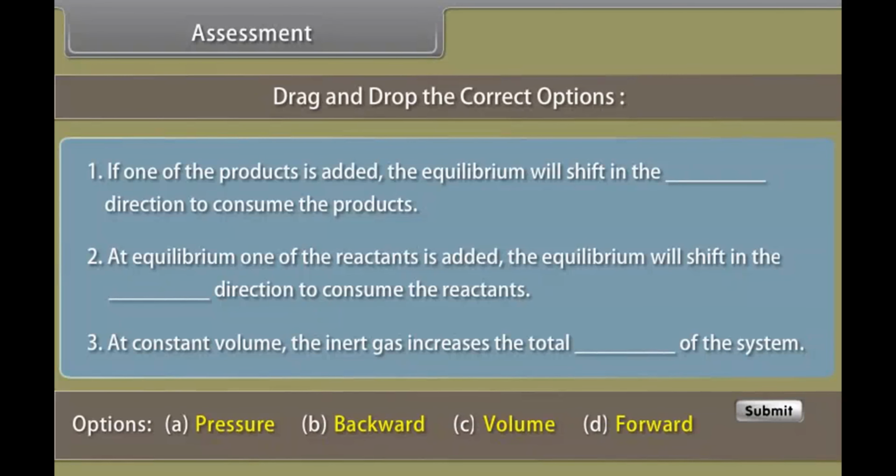Assessment. Before proceeding further, let us know how much you have learnt. Drag and drop the correct options.